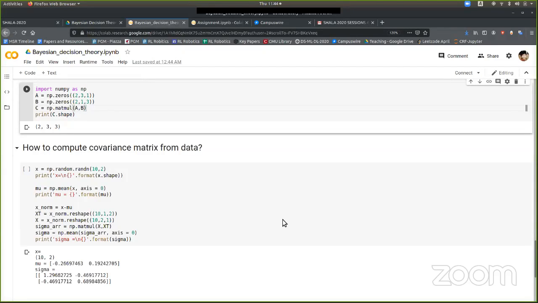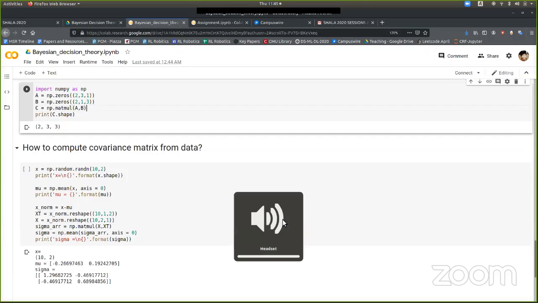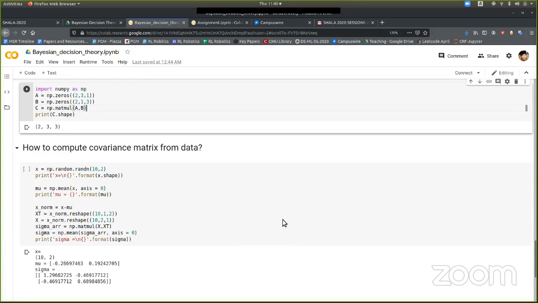Hi Ankur, I also have a question. Yeah, sure, go ahead. Since we are computing covariance only, I can also use NumPy's covariance functionality for the same, right? Oh, NumPy has a covariance function. Yeah, true, you could use that as well. I was unaware of it. Thank you.